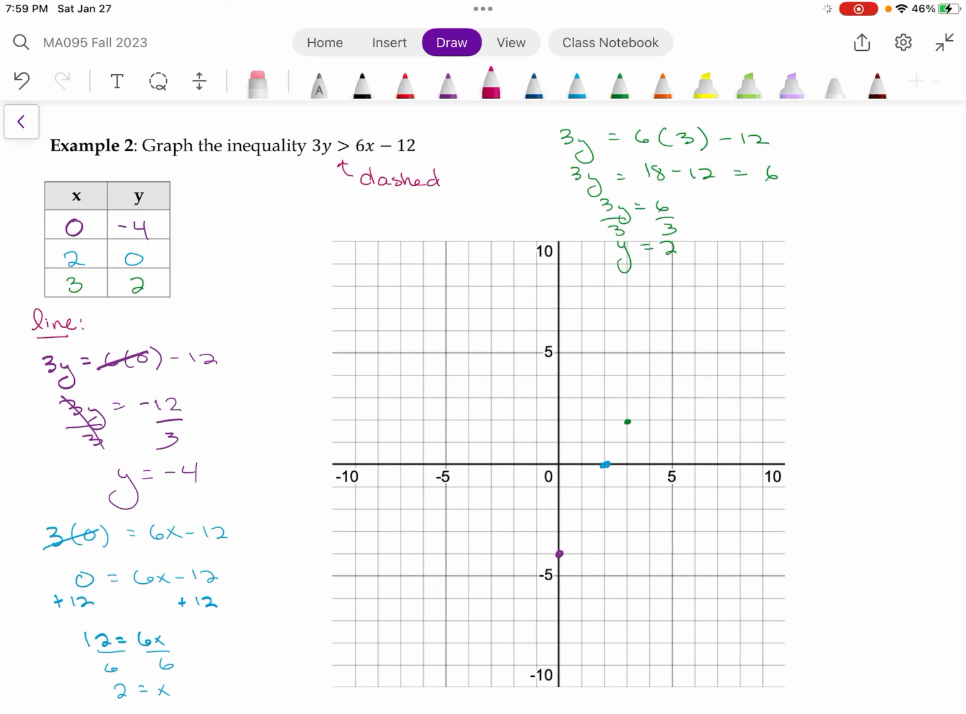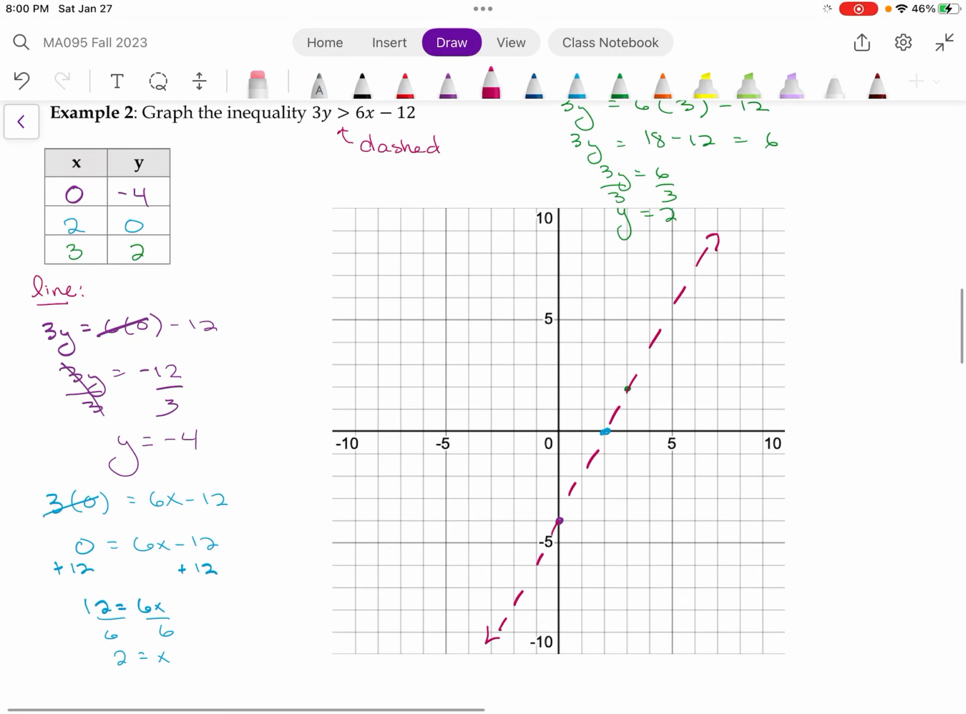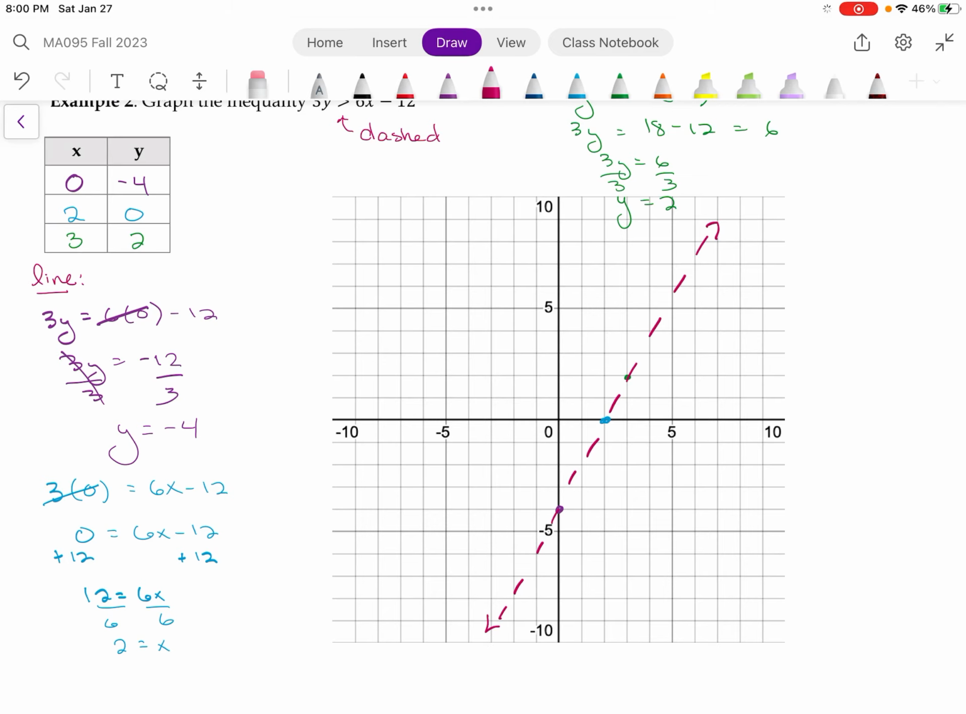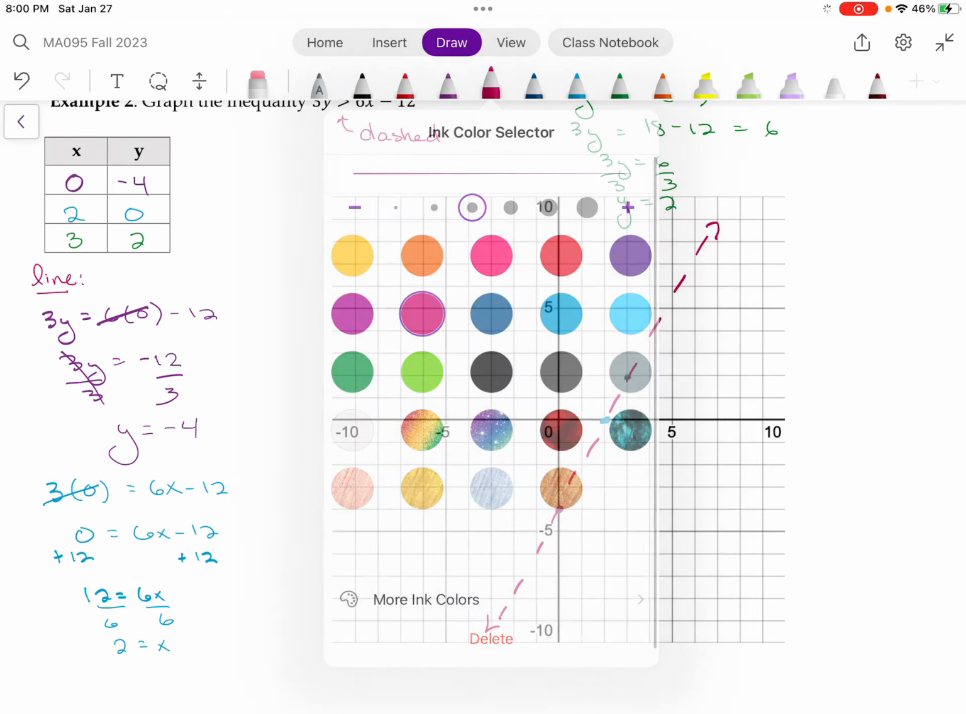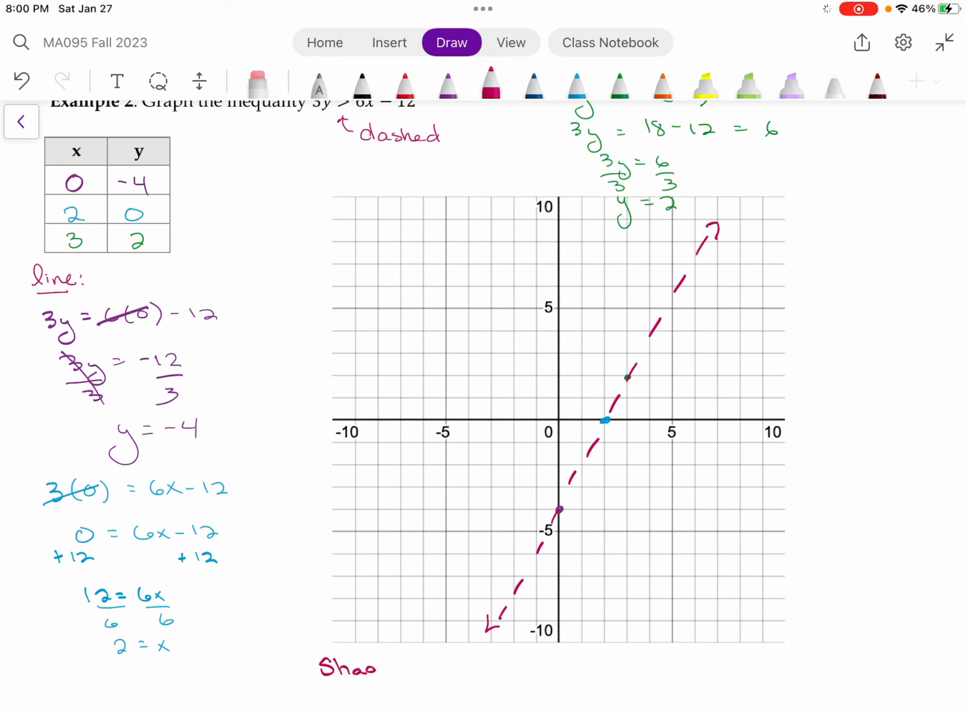All right, so now we've got to draw our line, and we already decided it's going to be dashed. So let's make a dashed line. It goes on forever in both directions, so put your arrows. So now we need to decide the second step, really. The second step is to find the shading. All right, so the shading is going to go where?